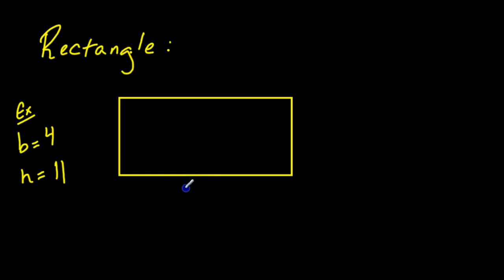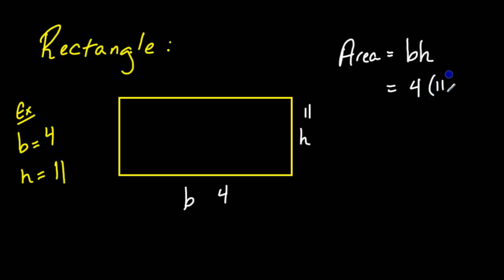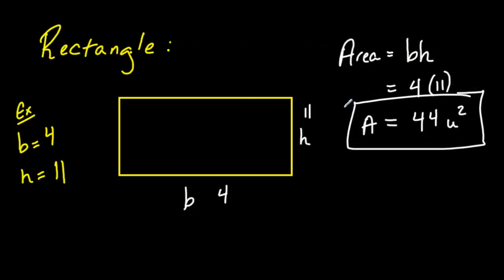All right, rectangle. Rectangle has a base and a height. Another quick note on this is that the bottom is always congruent to the top, and the left is congruent to the right. Area of a rectangle is just going to be base times height. Our base is 4 in this case, and our height is 11. So we're going to plug those in. 4 base times height, 11. 4 times 11 will give us 44, but again, we don't know the units, so we're just going to abbreviate U squared. 44 inches squared, or feet squared, or something like that.